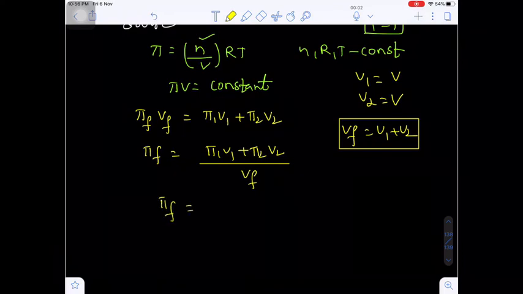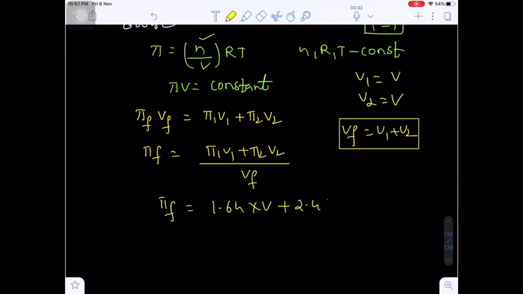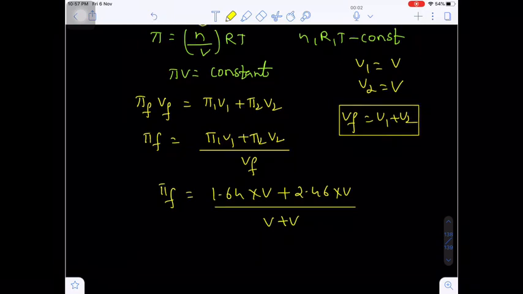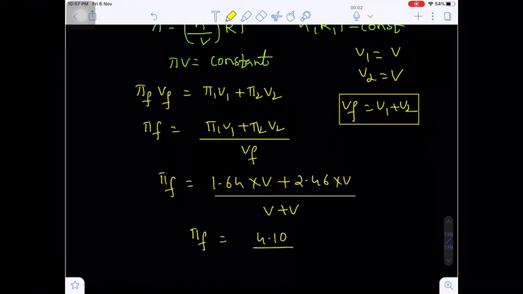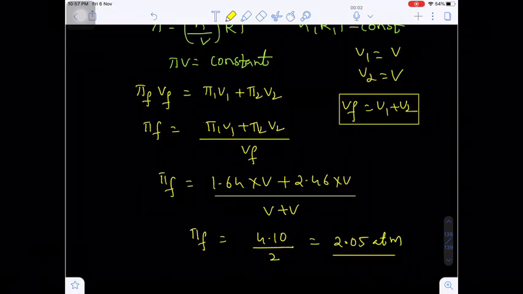So final osmotic pressure, pi1 value 1.64 into volume V, and second solution osmotic pressure 2.46 into volume V, by total volume V plus V, that will be 2V. So take the common V outside. So final osmotic pressure will be equal to 4.10 upon 2. That will be equal to 2.05 atmospheres.